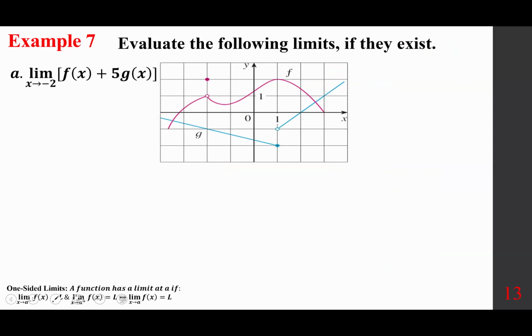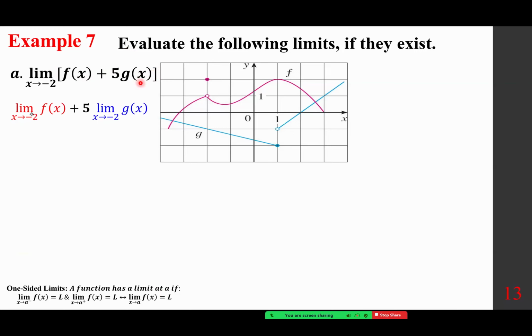We want to evaluate the following limits if they exist. Here's the graph. The limit of f of x plus 5g of x as x approaches -2. Reminding everybody of the one-sided limit. A function has a limit at a if one-sided limits are identical. That's the meaning of that. So with that being the case, how do we approach this? We start with the limit laws. The limit of this piece plus 5 times the limit of this piece as x approaches -2.